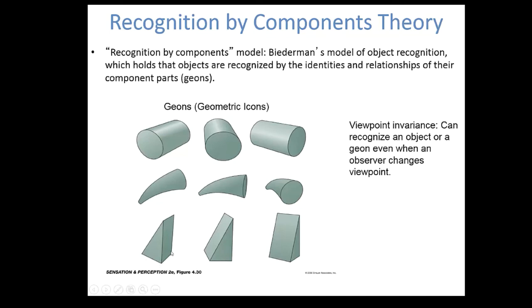If we can imagine this was a 4-foot tall object and we were able to walk around it and look at it from different perspectives, we would be able to recognize it from every one of those perspectives. And that's what viewpoint invariance says, that we could recognize the geons and the object from any viewpoint.